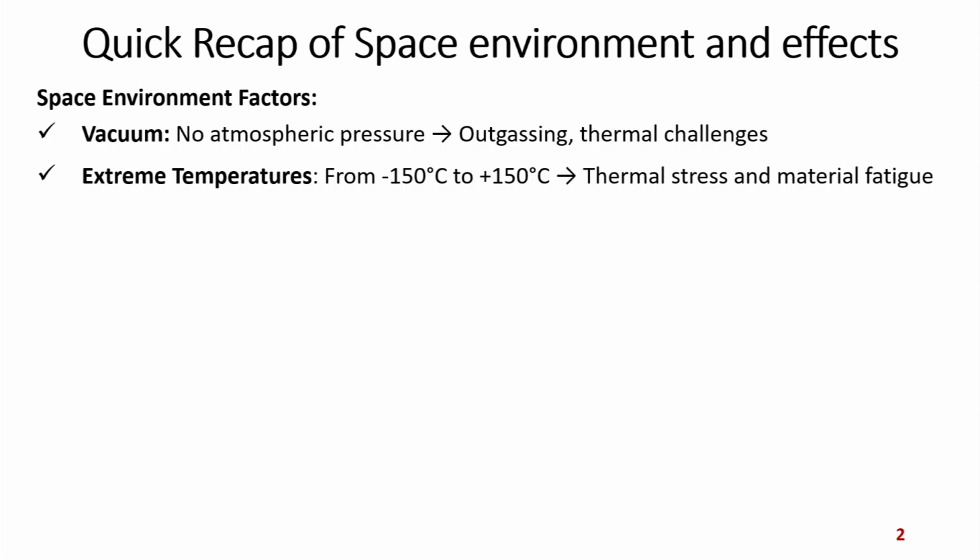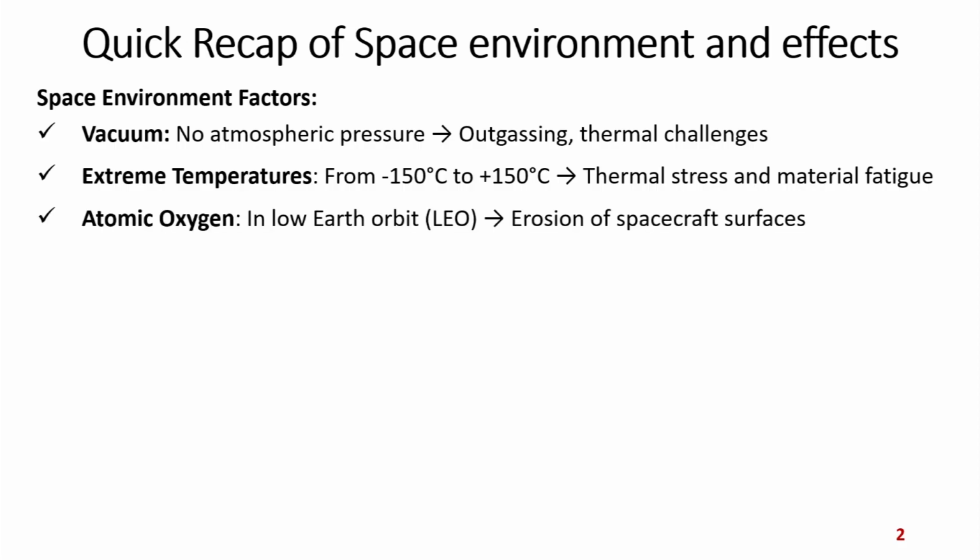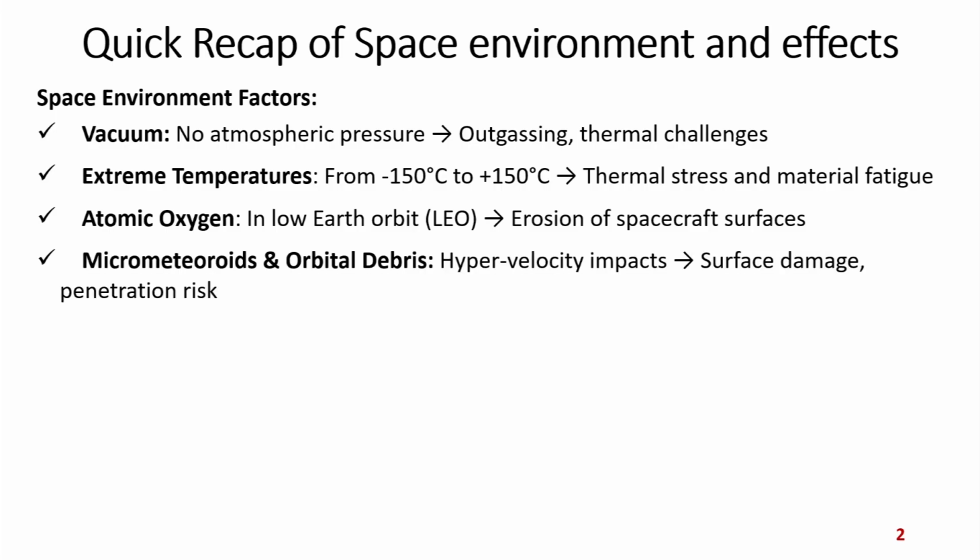there is extreme temperature, from minus 150 to plus 150 degrees, and this causes thermal stress and material fatigue. Then when we considered the neutral environment, we discussed atomic oxygen, which is especially relevant in low Earth orbit, and as a result of the atomic oxygen attack, there is erosion of the spacecraft surfaces, and this erosion creates many problems for the spacecraft materials.